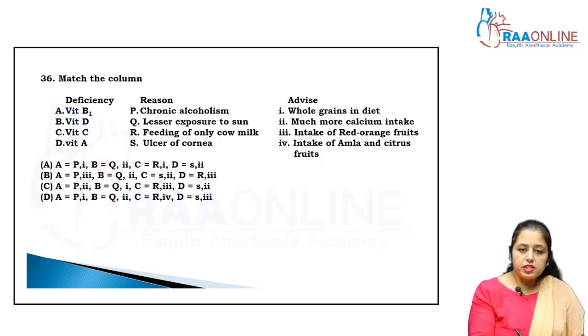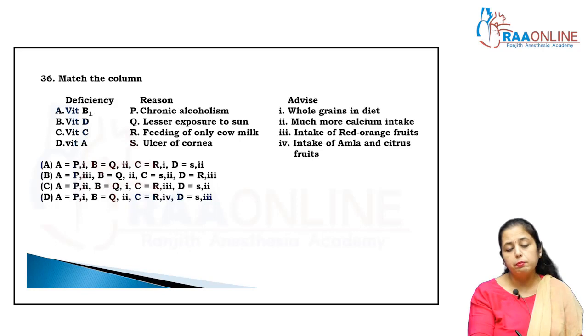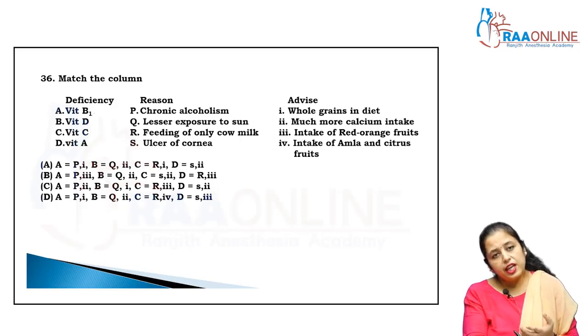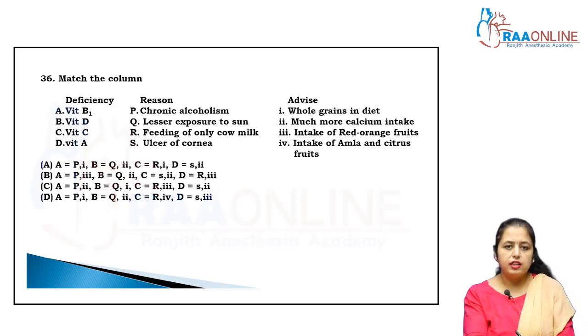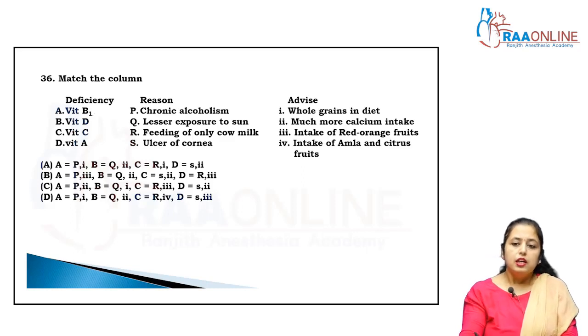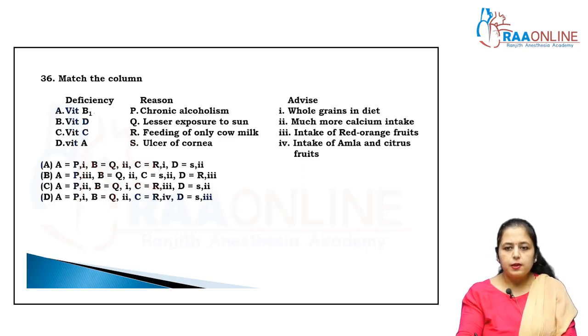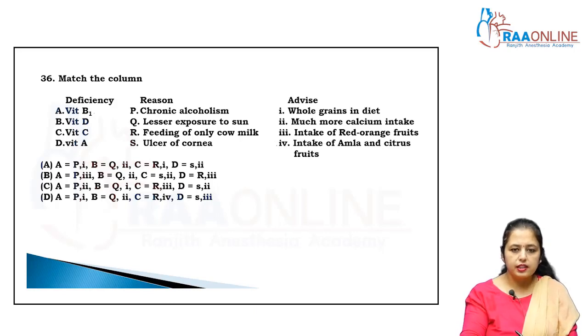Exactly. Vitamin C: if the person feeds only on cow milk, then vitamin C is not in proper amount, right? Then the patient should take some citrus fruits, that is intake of amla, citrus and other fruits, right? So C matches with 4. So the answer is, I think, D.